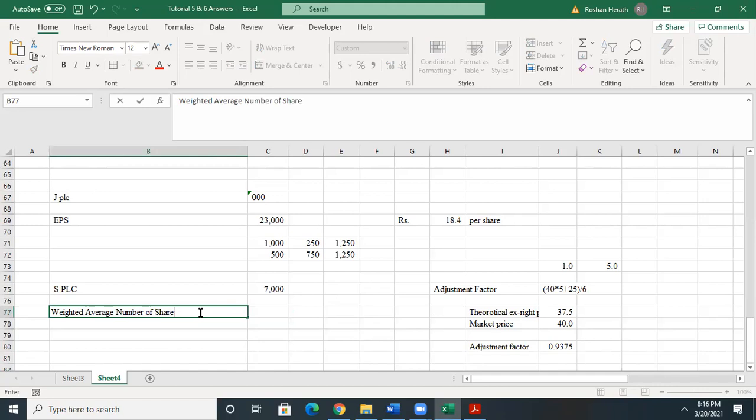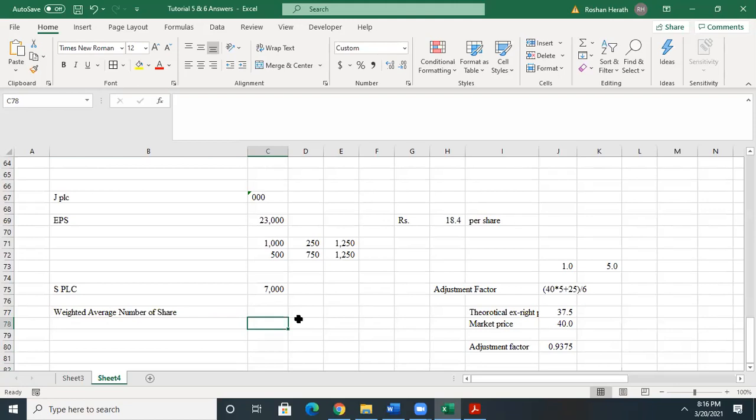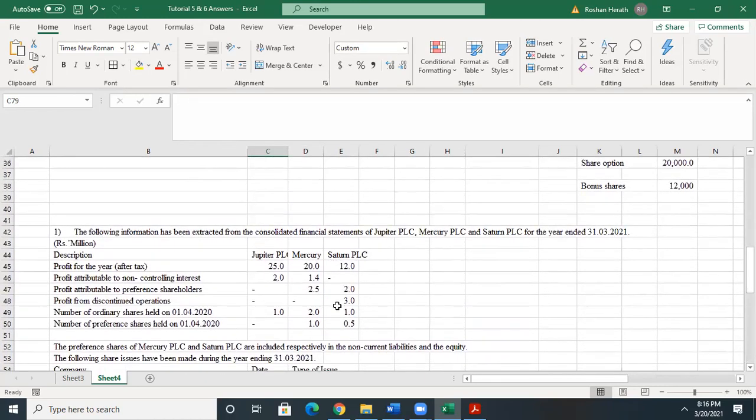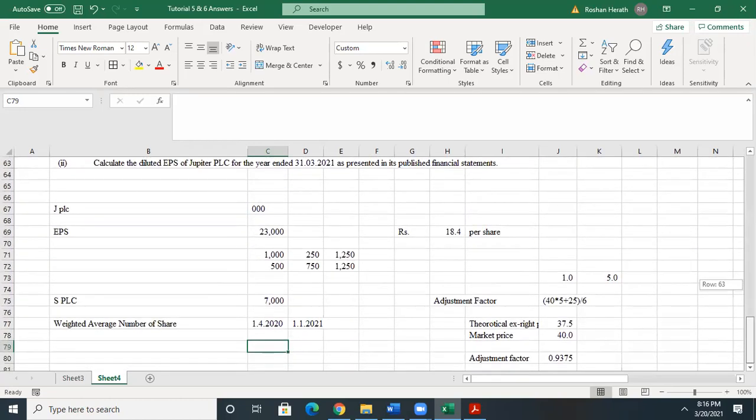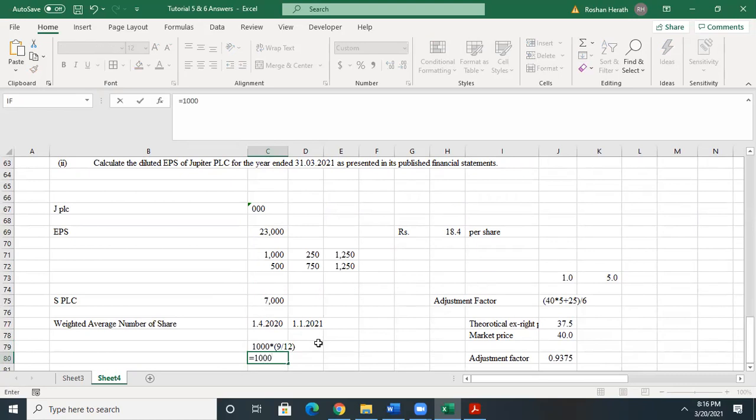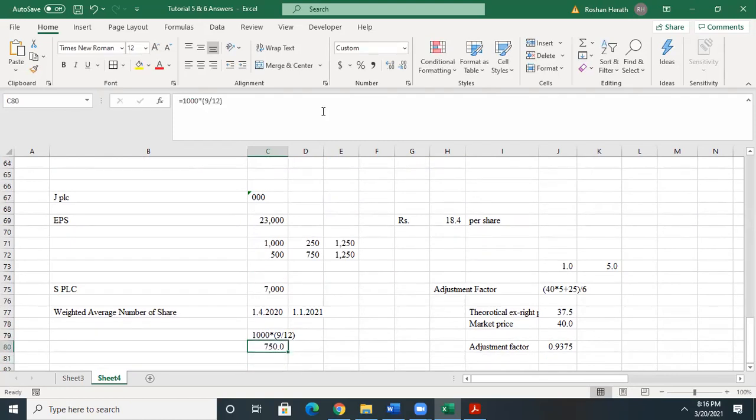The period started on 1st of April 2020, and the rights issue was made on 1st of January 2021. So there is a period of 9 months. It's 1 million as at 1st of April 2020. So considering this period, the weighted average number of shares is 9 divided by 12, here it comes the weighted average number of shares. It's 750.